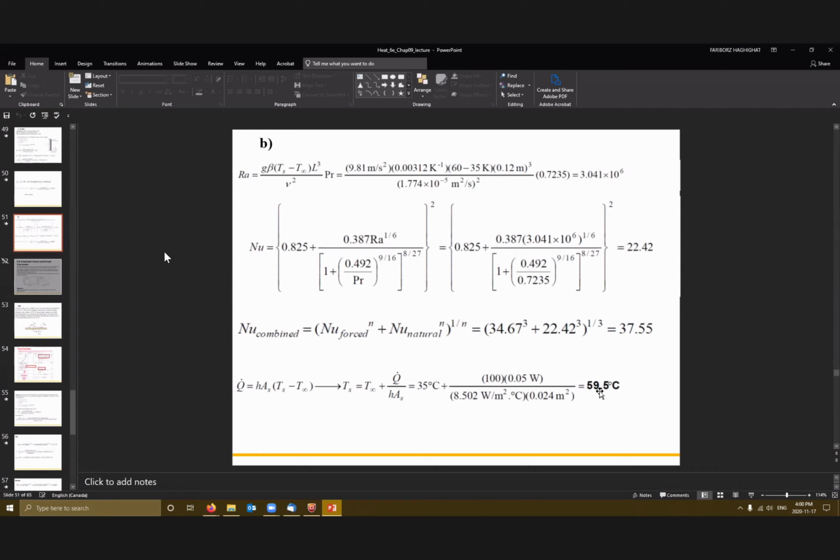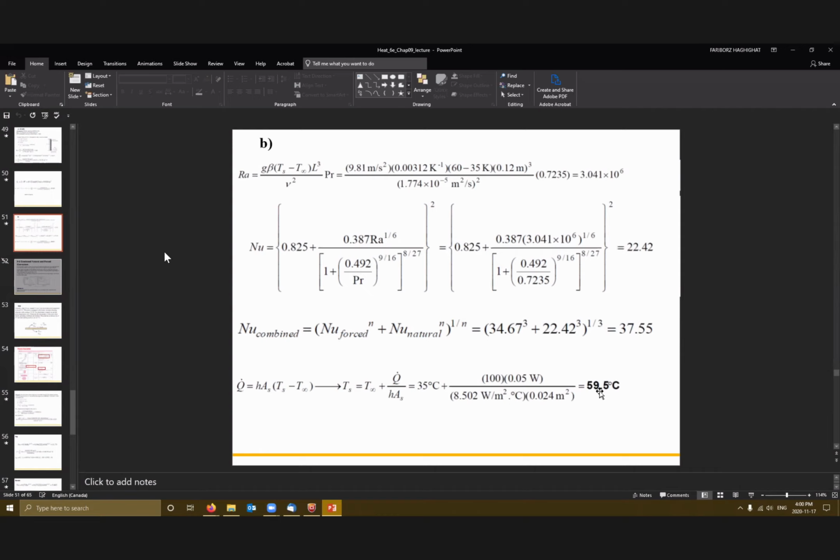Grashof, 0.26. How much? 0.2657. Therefore, it means it's more than 0.1. Therefore, that indicates that you have to consider both natural convection and forced convection. If it's between 0.1 and 10, it indicates that you have to consider both of them.